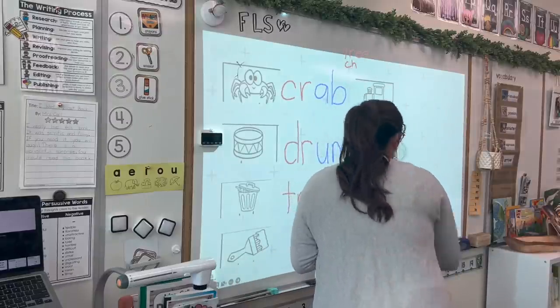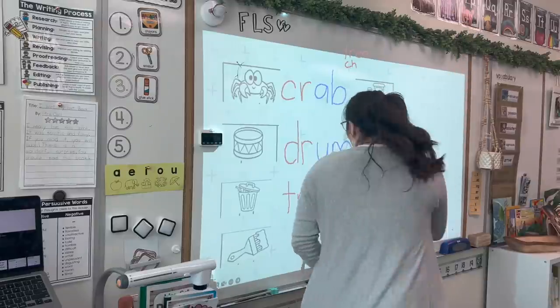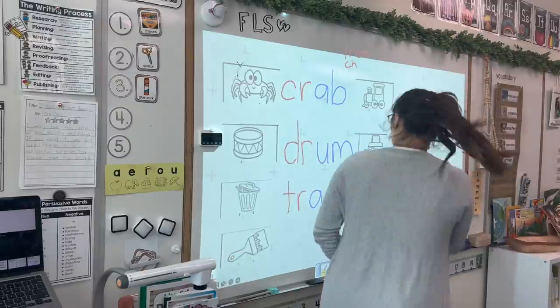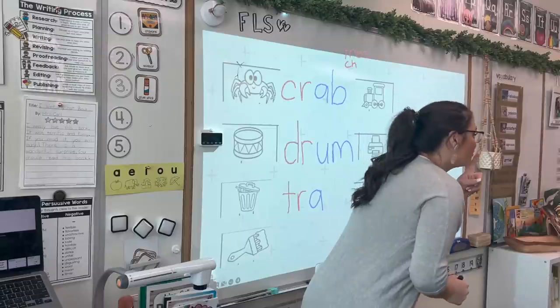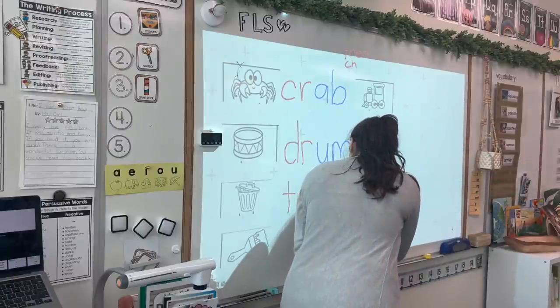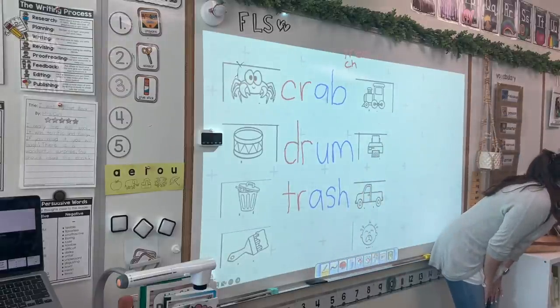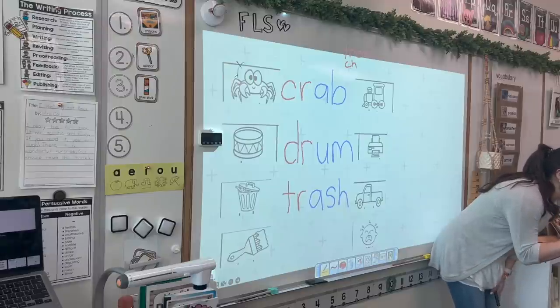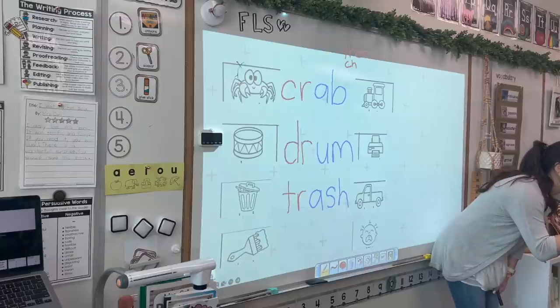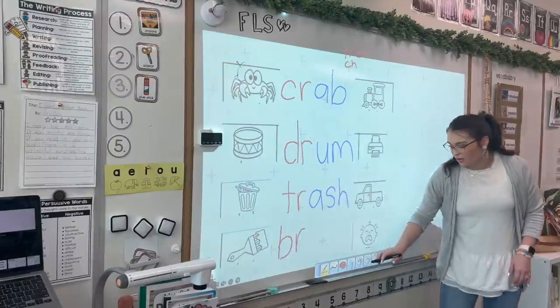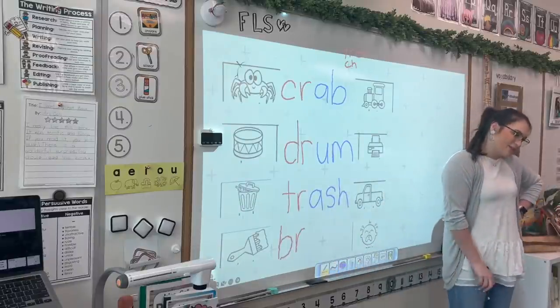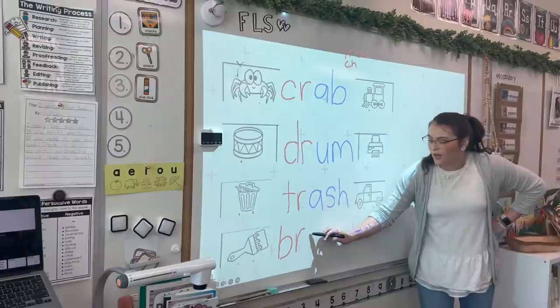T-R. Good. Ready? Listen to that vowel sound. S-H. Good. This is a brush. Ready? You hear the blend at the beginning? Yes, listen. Br. I want to hear every sound. Ready? Br. What happened to those two letters? They got mixed together in the what? Blender. In the blender. So now they sound squished. Br.